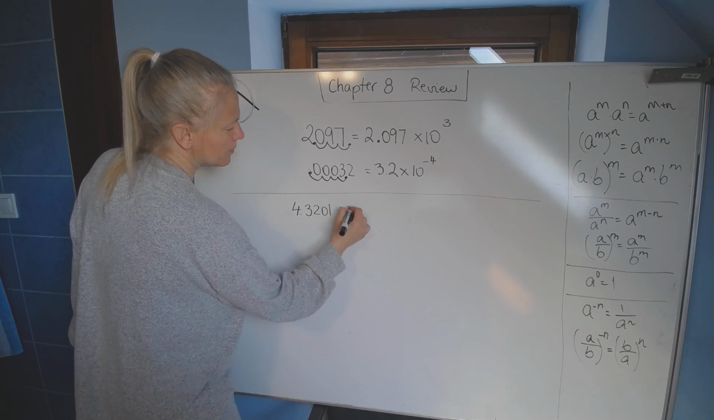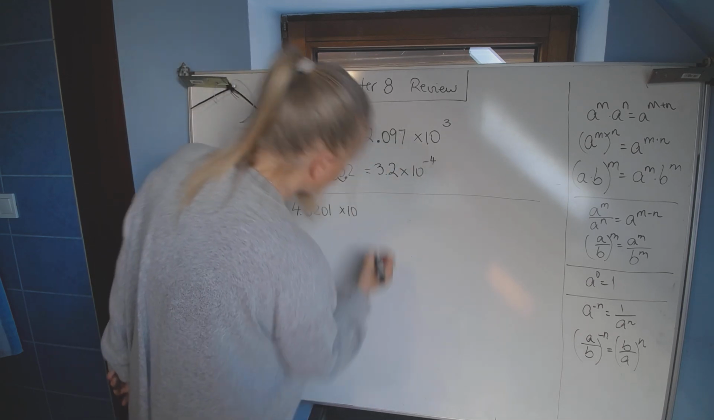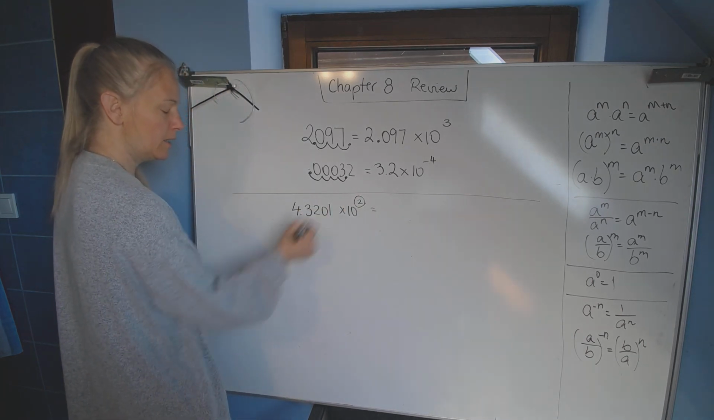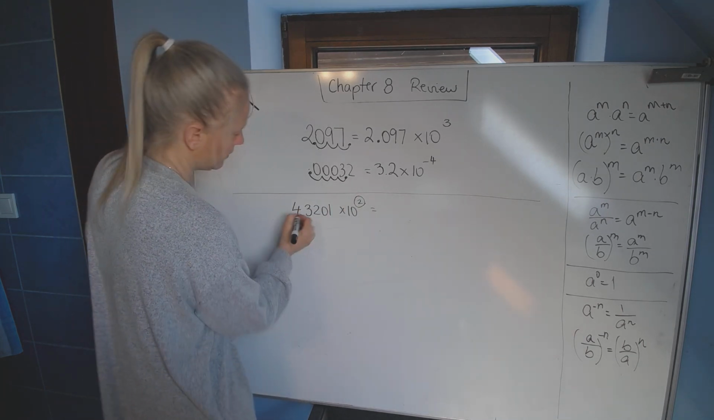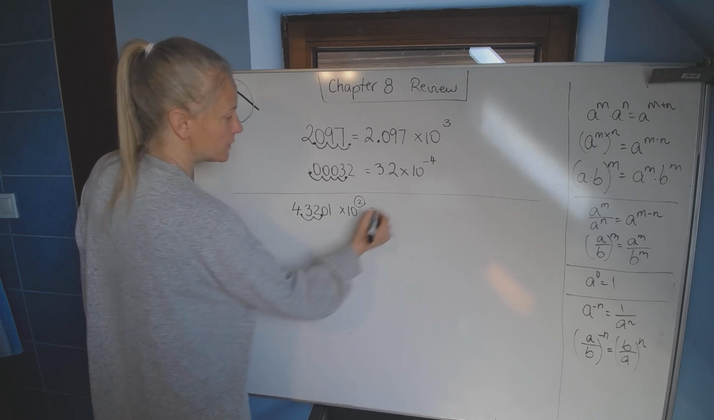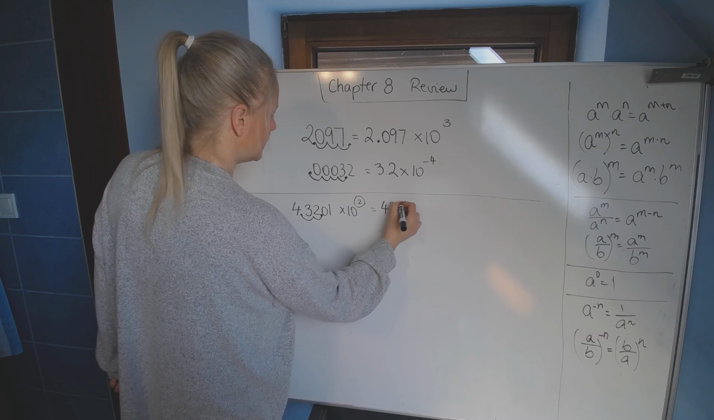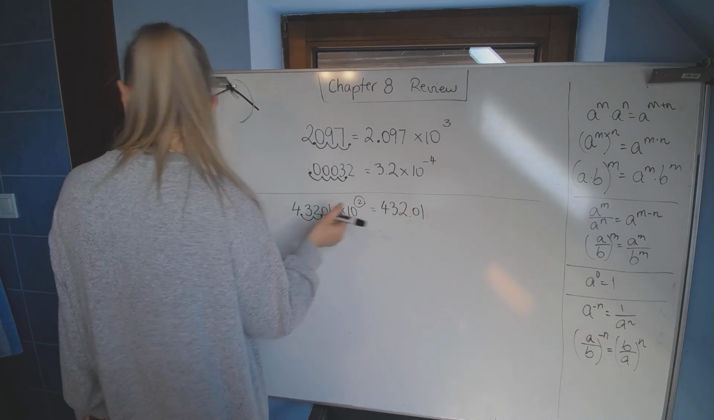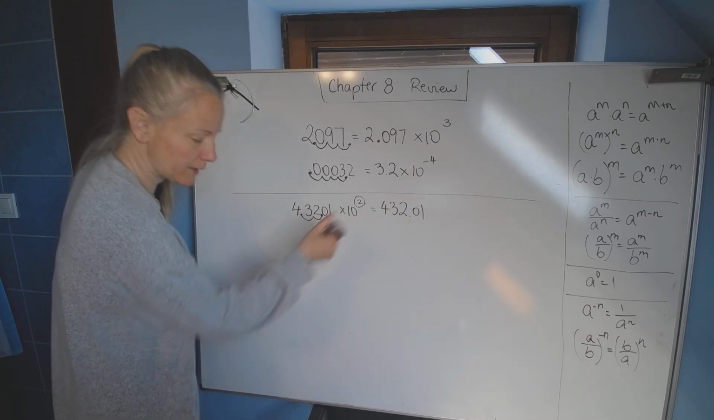4.3201 times 10 to the second. This little exponent tells you how many decimals you move over. I have to move it twice: 1, 2. So this becomes 432.01. And I moved it to the right, sorry.